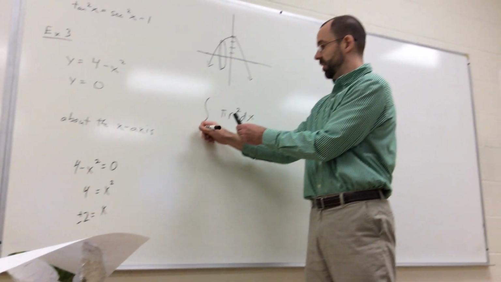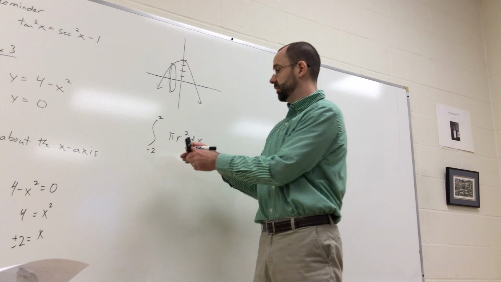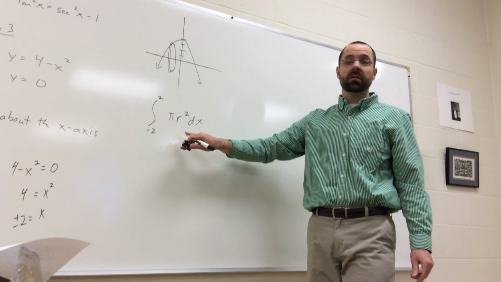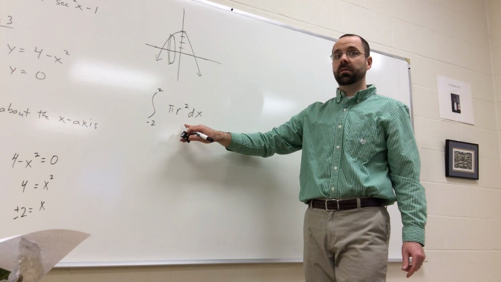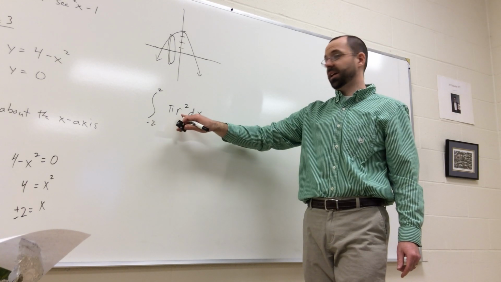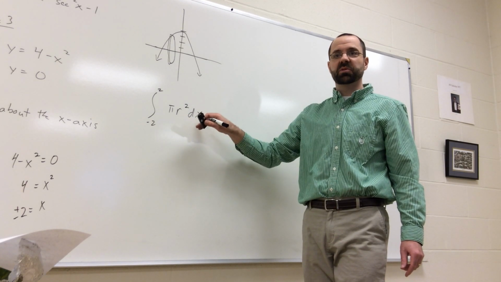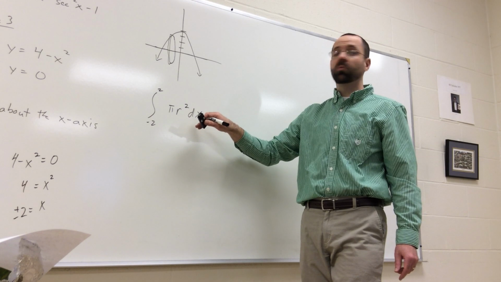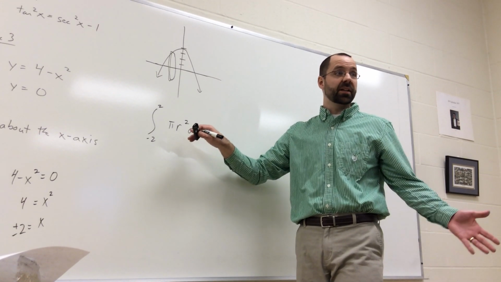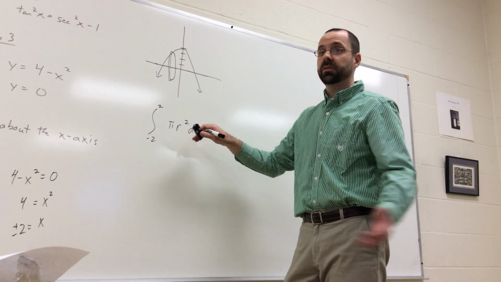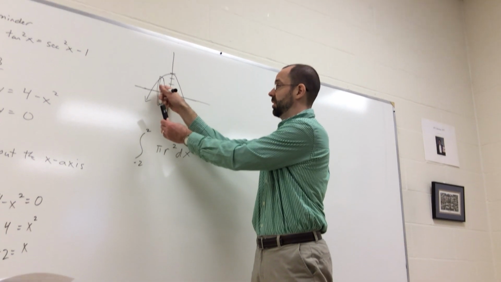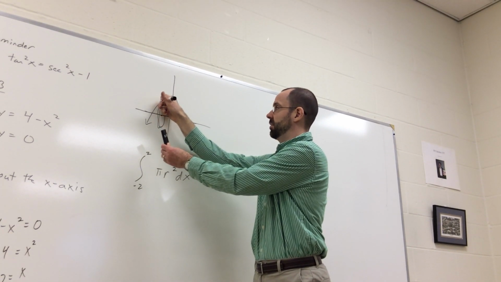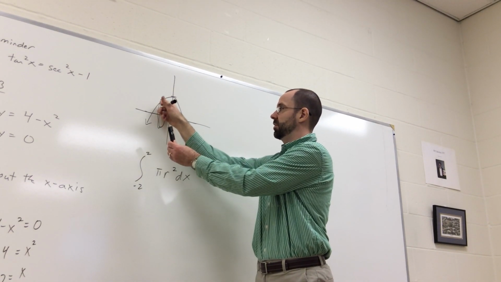So this is going from negative 2 to positive 2. Certainly can't have an r in my problem because everything's supposed to be in terms of x's, right? So now I gotta work on finding the radius, which I think is the hardest part of it. So the radius goes from there to there. There's my radius.